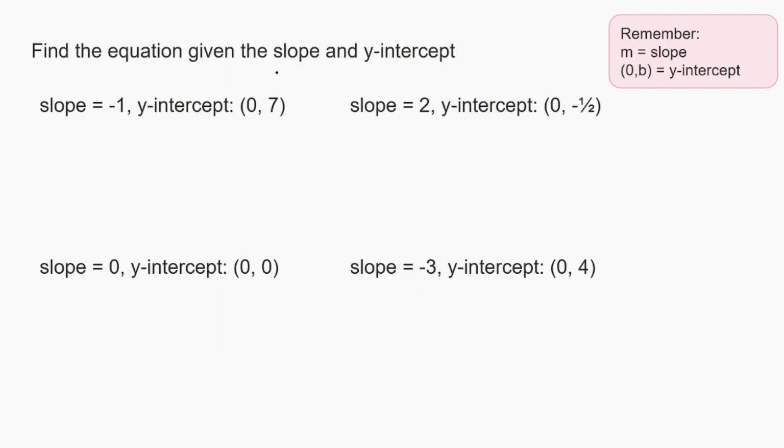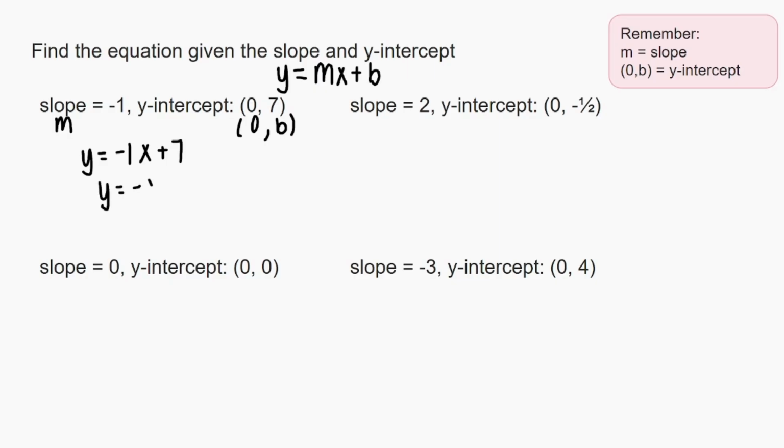As we know, we're looking for an equation that eventually looks like y equals mx plus b. So now we need to find what m is and what b is. As I mentioned before, slope is m, and the y-intercept is at (0, b). So we know this equation is going to look like y equals negative 1x plus 7, which can be simplified to y equals negative x plus 7. And the way that we know this is correct is because when you plug in 0 for x, you get 7 as y.